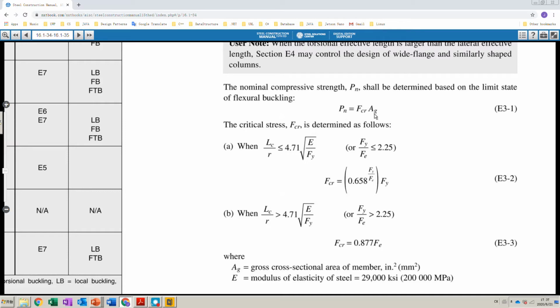Ag is the cross-sectional area, and Fcr is the critical stress. The critical stress is determined based on the slenderness ratio. Lc is the effective length, so Lc is equal to KL. If it's less than that, this is the first portion of the curve, right? This is the equation for the first portion, and this is the equation for the second portion.